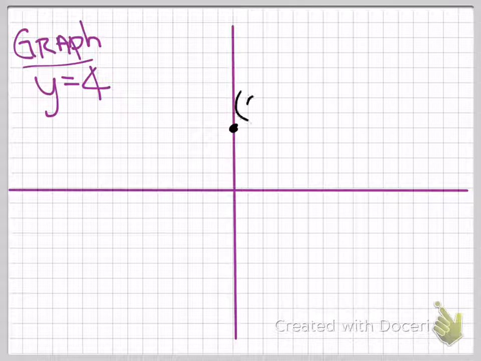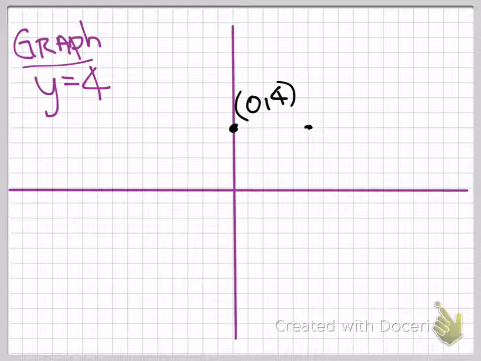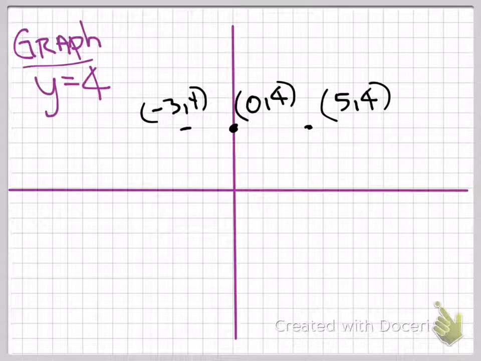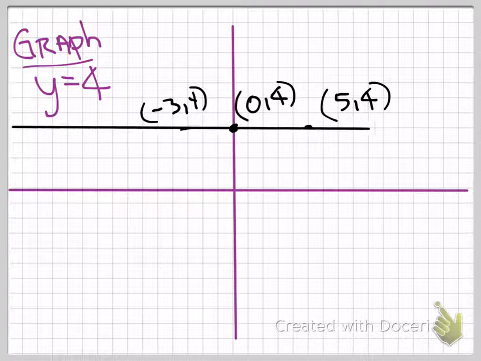Okay? If you think about it in coordinates, here's the point 0, 4. Every y has to be 4 here. So I can put this dot anywhere I want as long as y is 4. So if I put the dot out here, I'm at 5, 4. If I put the dot back here, I'm at -3, 4. Every y on this has the same number. And then I just draw my line at y equals 4.